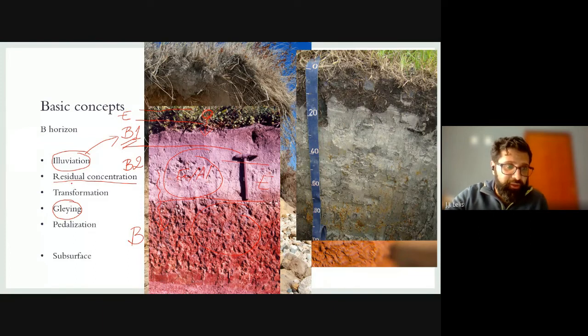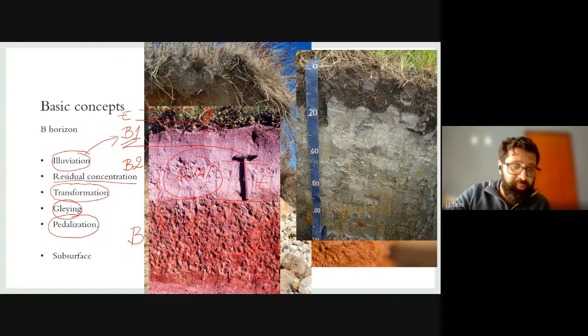And if you can understand an initial transformation of primary minerals into secondary minerals, like smectite, illite, and the pedalization, the formation of aggregates or structure, we can identify a B horizon too. So if rock or saprolite is getting very weathered and creates pedalization and creates structure, we can identify a B horizon too.